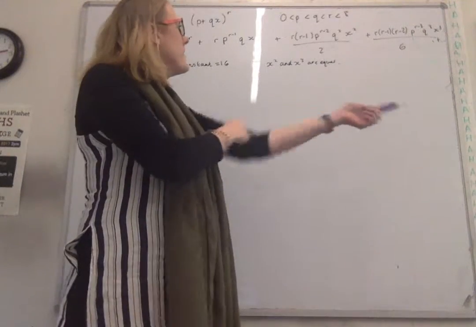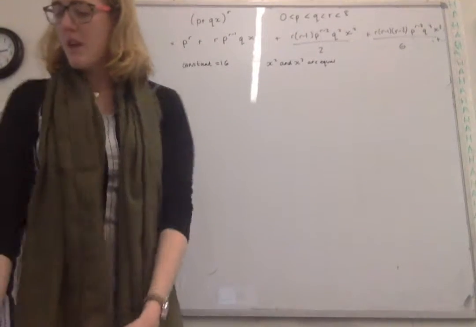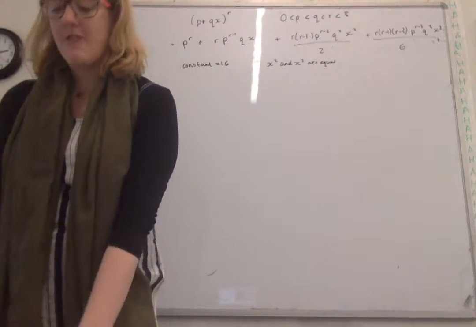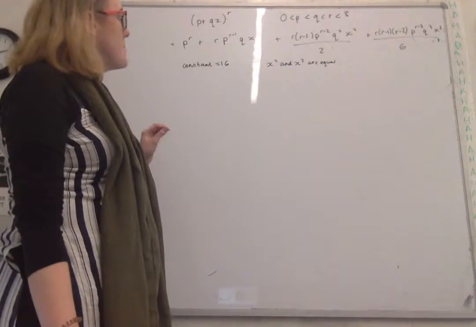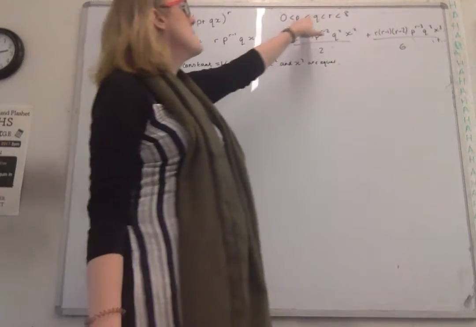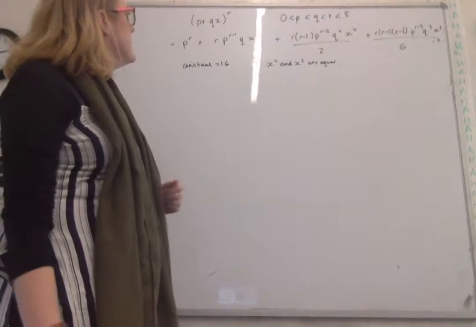Okay, so we're going to talk about the last question from the problem solving section, as I think that was the one that caused us the most difficulty. It asked us to expand (p plus qx) all to the power of r. We were told that p was less than q, which was less than r, which was less than 8. That may come in handy later.